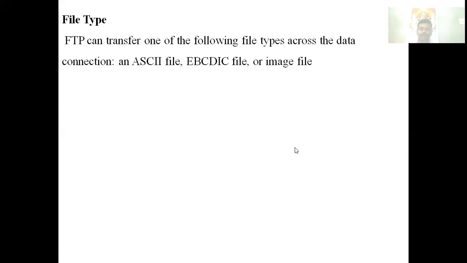File type. FTP can transfer one of the following file types across a data connection. It can handle 2 types of files. That is, one is ASCII file, and next one is EBCDIC file, that is Extended Binary Coded Decimal Interchange Code file, or image file. So these are the types of file it can manage. One is ASCII, another one is the Extended Binary Coded Decimal Interchange Code file.